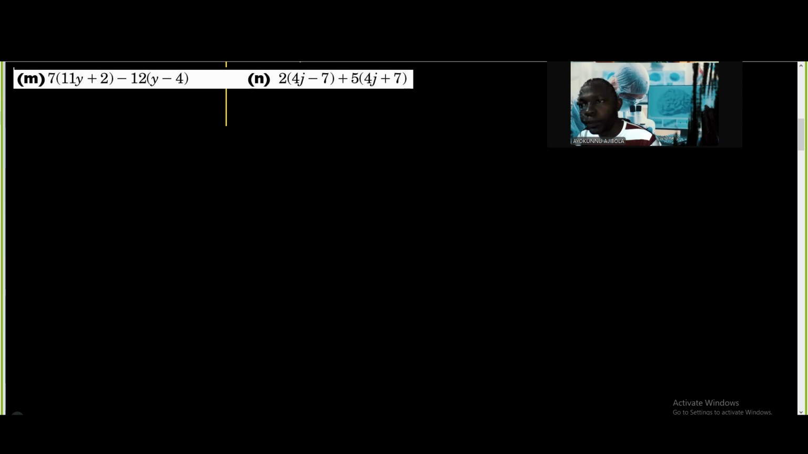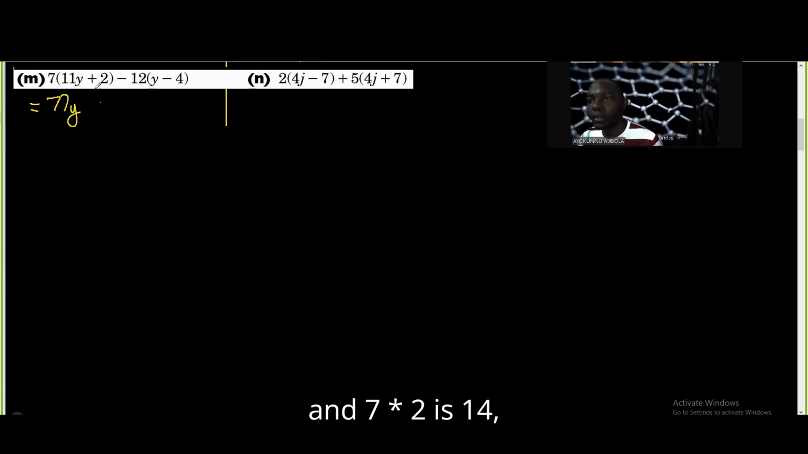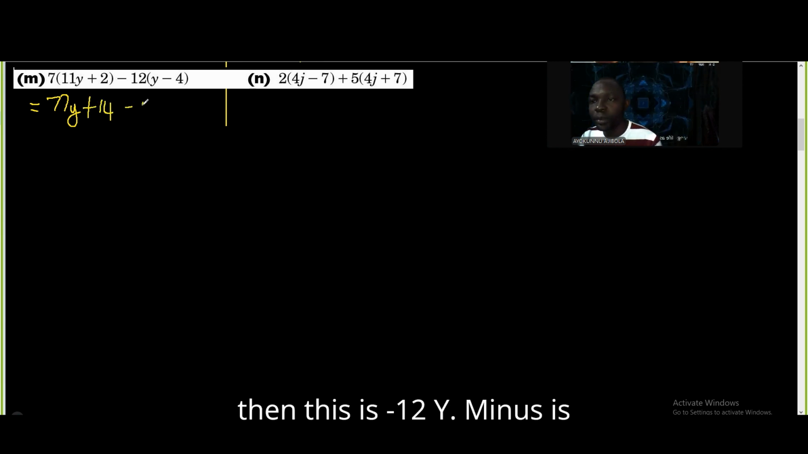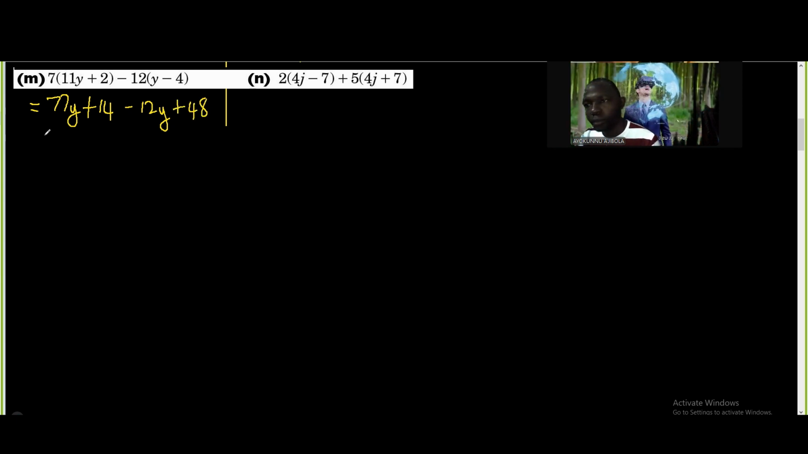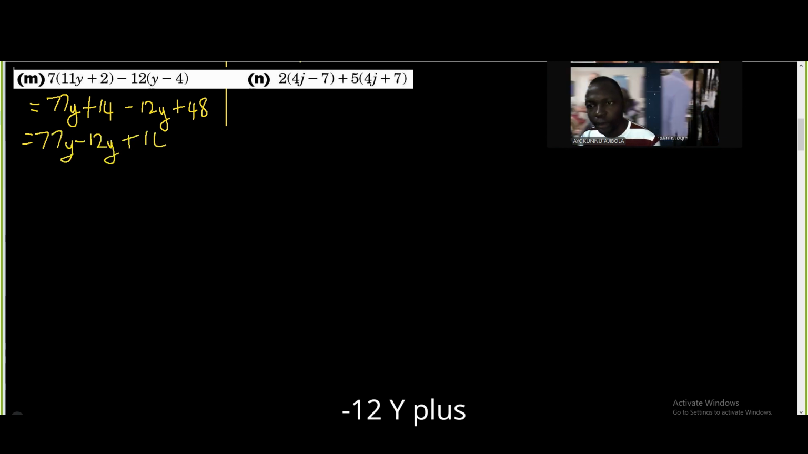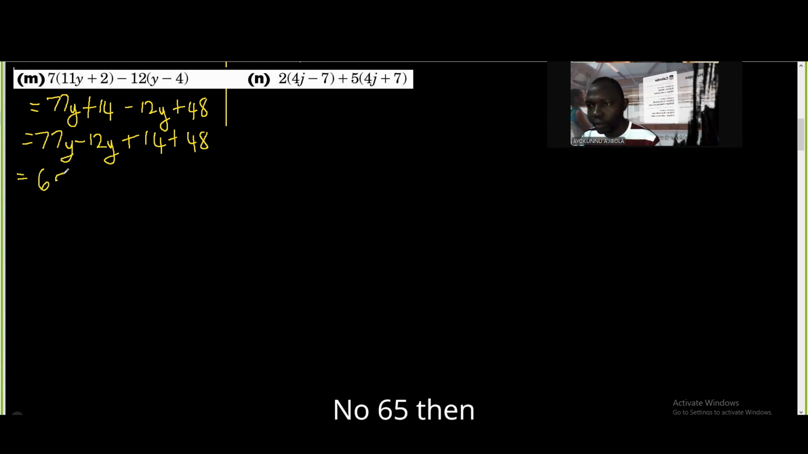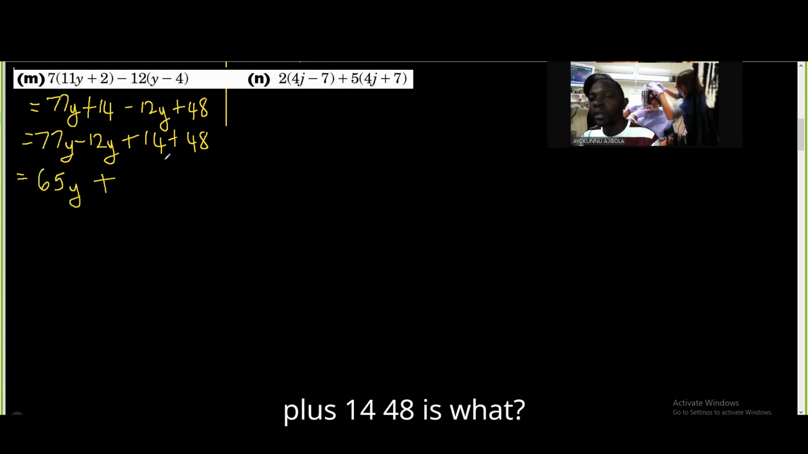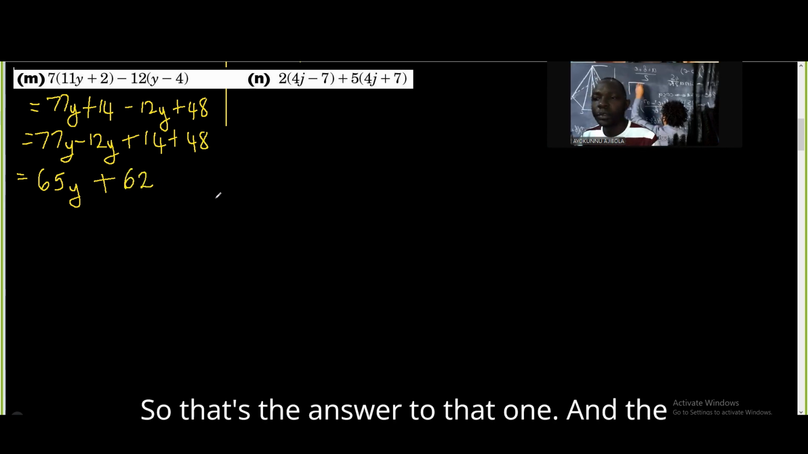So this one quickly, 7 times 11 is 77y. And 7 times 2 is 14. Then this is minus 12y. Minus times minus is plus, so that is 48. Then we have 77y minus 12y plus 14 plus 48. The 77 minus 12 will be 65y. Then plus 14 plus 48 is what? It's 58 plus 4, that's 62. So that's the answer to that one.